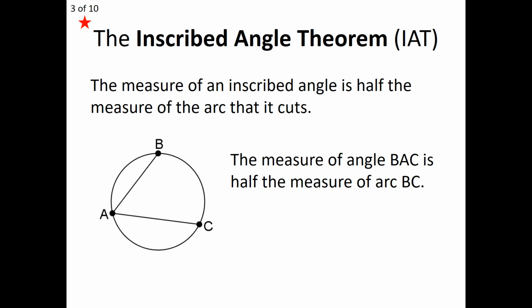We could also play the game backward. Let's say I were to tell you that the measure of the arc is 120 degrees. That means the measure of the inscribed angle is half of that, so we're looking at 60 degrees as the measure of the inscribed angle. And that's what we're going to prove with the inscribed angle theorem, such that this is a true result.